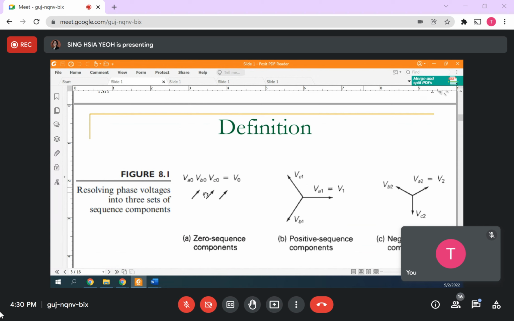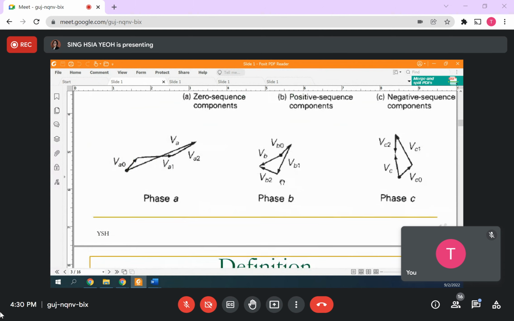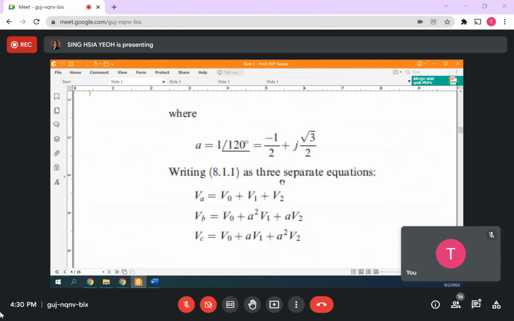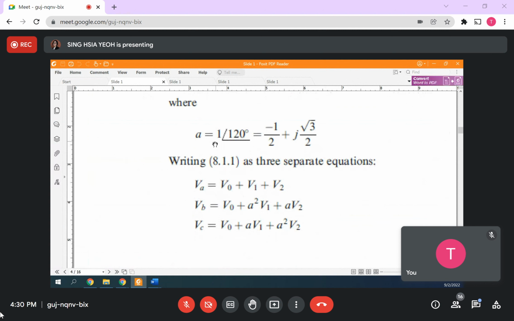Then all the zeros, A0, B0, C0, they consider as zero sequence, V0. All the 1s, A1, B1, C1, become V1. All the 2s become V2. So we have zero sequence V0, V1, and V2. If you can't understand the concept, never mind. The main thing you need to know is that a is equal to 1 angle 120 degrees, because the phases are 1 angle 120 degrees apart from each other.